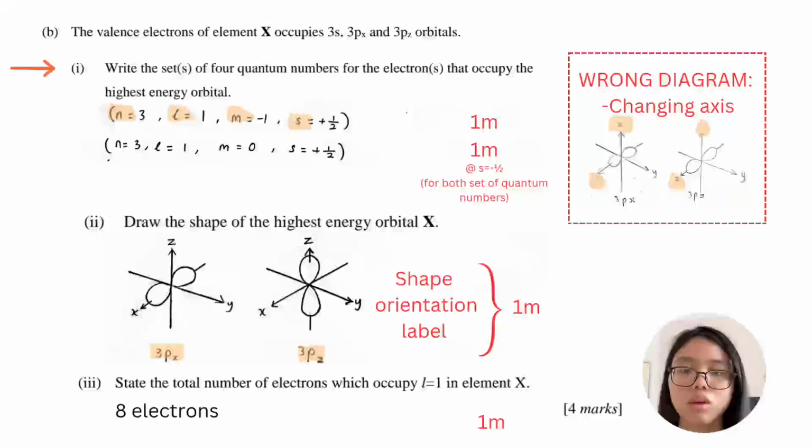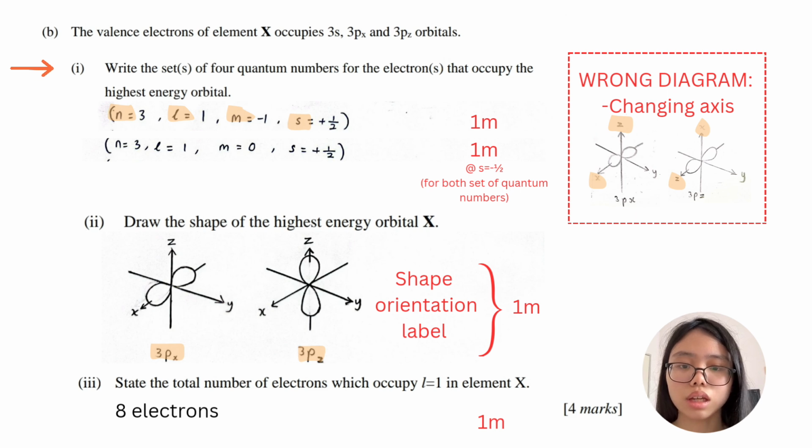m is the magnetic quantum number. Magnetic quantum number indicates the orientation of the orbital. From the question, we know that there are two orientations for p orbital, which are 3px and 3pz orbitals. So we can use the value of negative l to positive l for the value of m, which is -1, 0, and +1. We can choose either two from the three values. I have chosen -1 and 0 for this question.